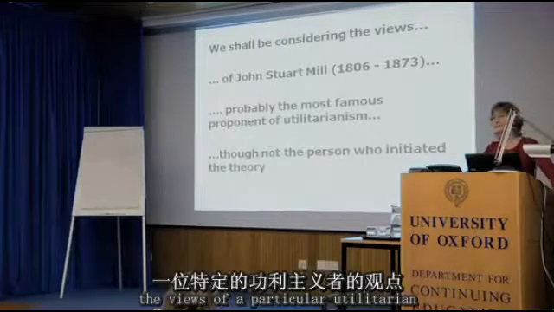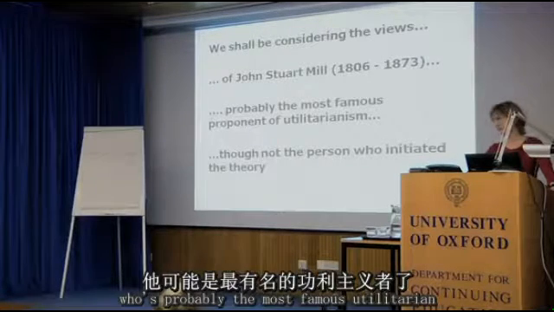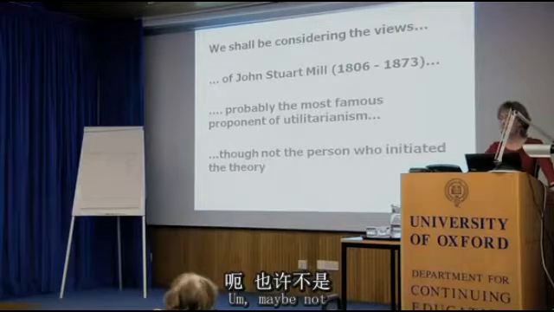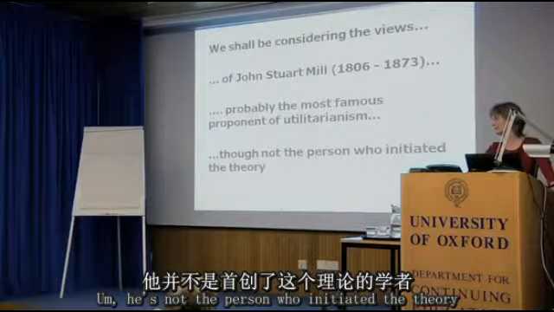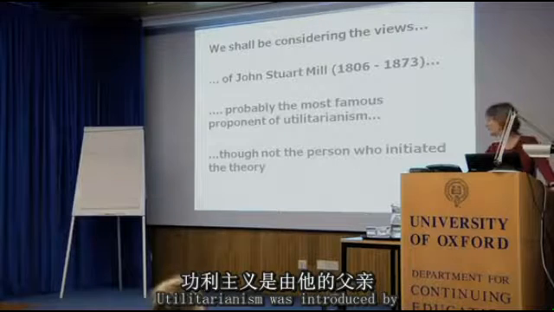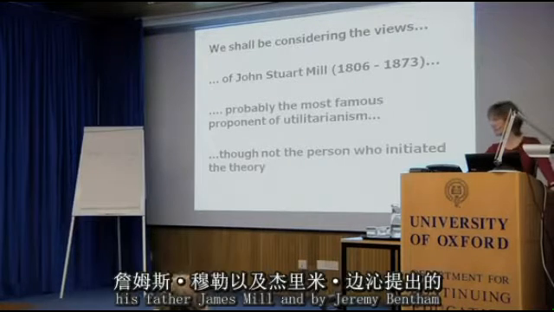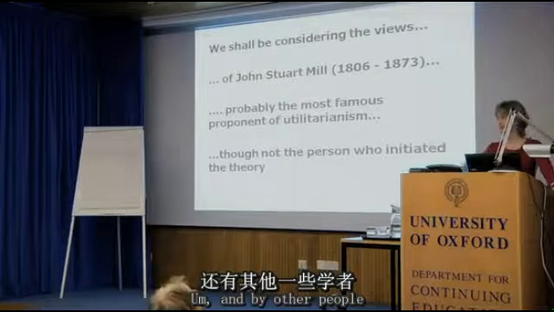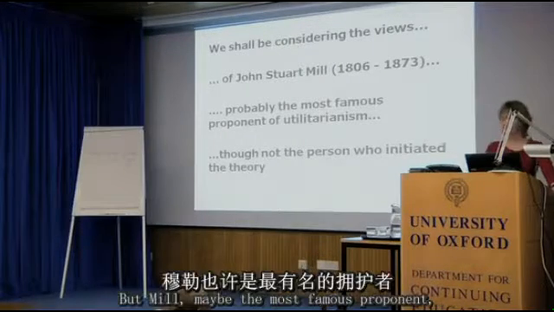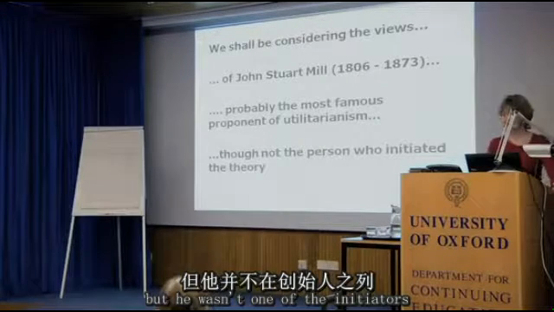We're going to be looking at the views of a particular utilitarian, John Stuart Mill, who's probably the most famous utilitarian. Maybe not. He's not the person who initiated the theory. Utilitarianism was introduced by his father, James Mill, and by Jeremy Bentham and Sidgwick, other people. But Mill may be the most famous proponent, though he wasn't one of the initiators.